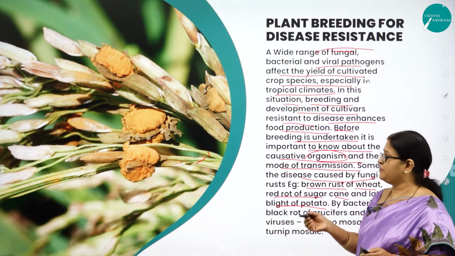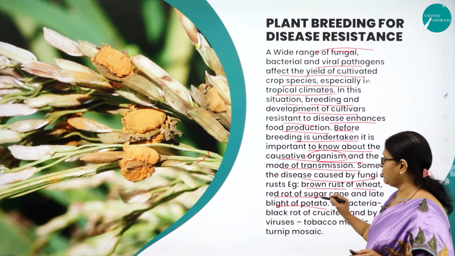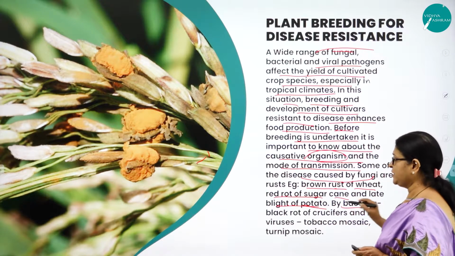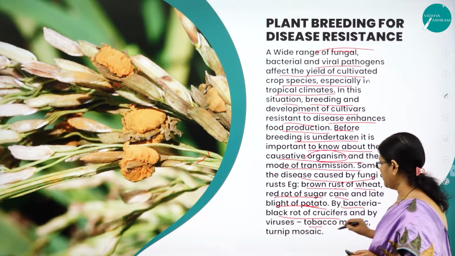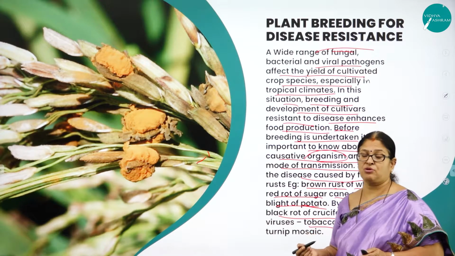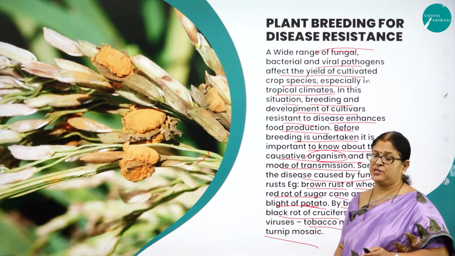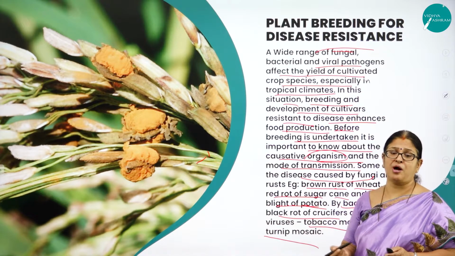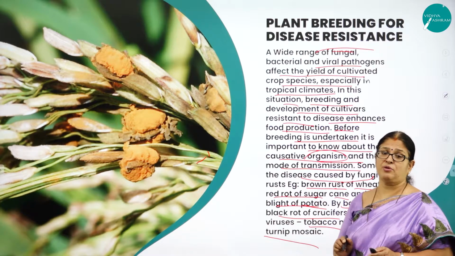We come across many diseases like the brown rust of wheat, red rot of sugarcane and late blight of potato. By bacteria we come across black rot of crucifers, and by viruses you might have come across tobacco mosaic virus, or what we call TMV, and the turnip mosaic virus. So all of these are a challenge when we want to produce a crop which is disease resistant. That is the main aim of this plant breeding or mutation.